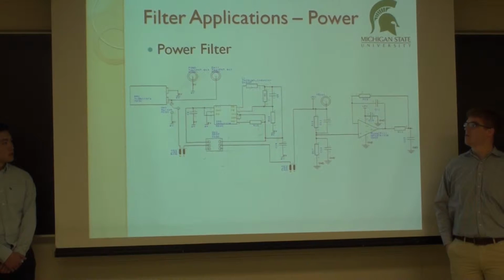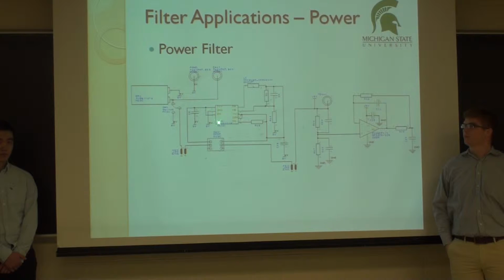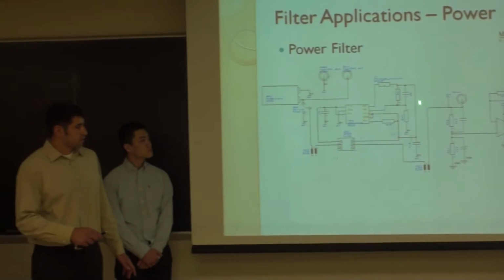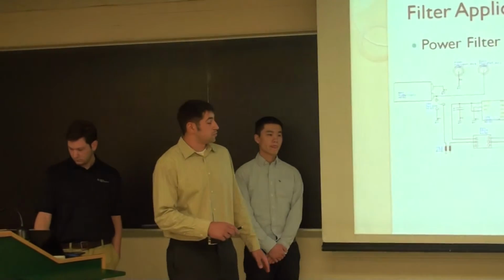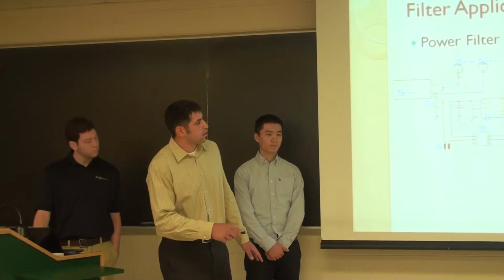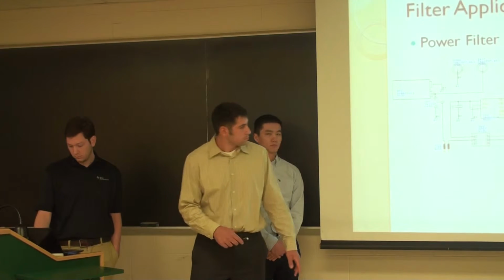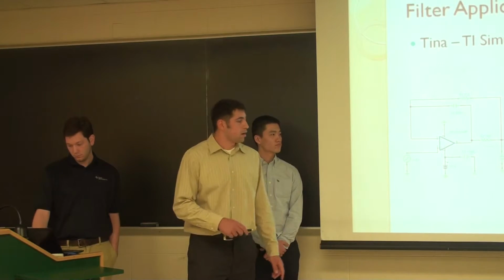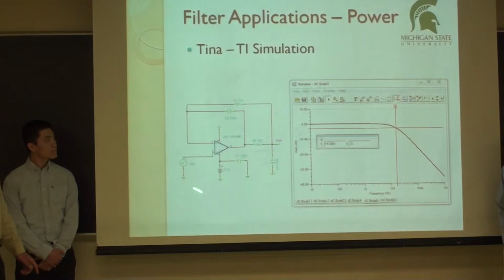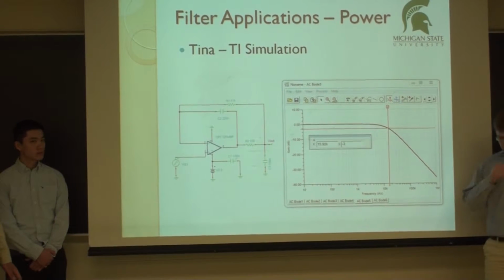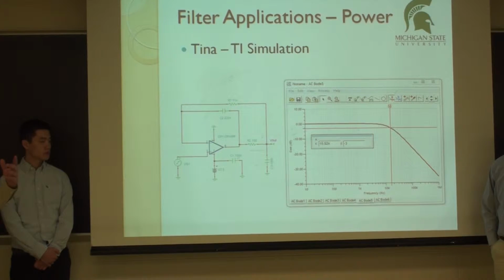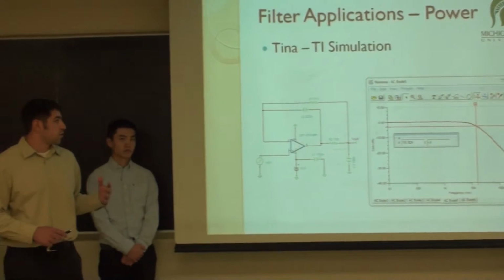Here's a schematic for our power supply. We have the 9-volt battery going into the buck converter where it gets stepped down to 5 volts. And then the 5 volts gets voltage divided to 2.5 volts for use with the rest of our circuit. And then here is our low-pass filter right here. And then here I ran a TINA-TI simulation with our filter. The cutoff frequency is at about 16 kilohertz, which is where a lot of the significant noise occurred.